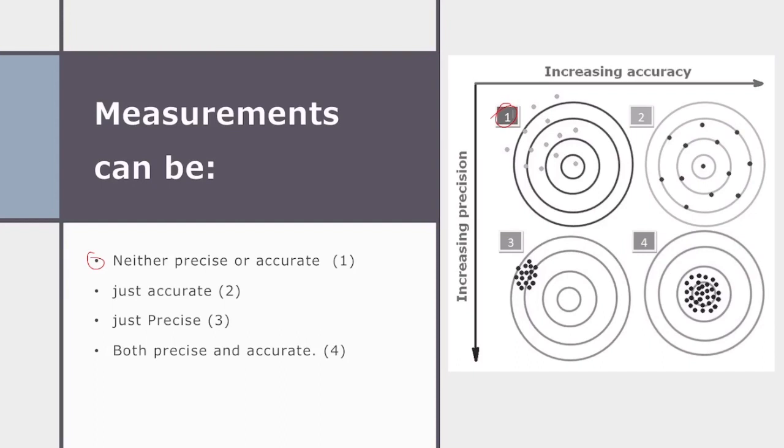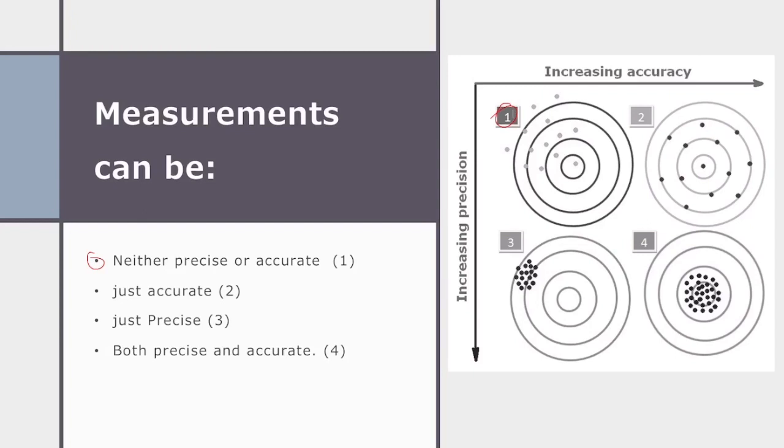So no accuracy here. The average hit on the target is not really hitting around the center. It's hitting up off to the side. And again, it's not precise because we're not really hitting in the same area of the target. Our hits are kind of spread out.